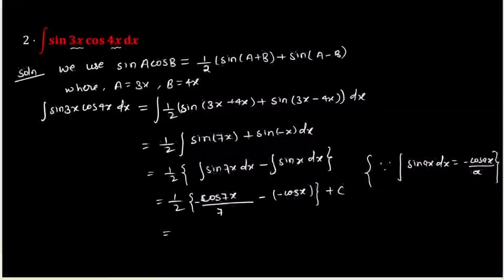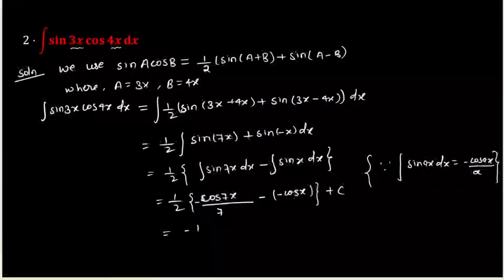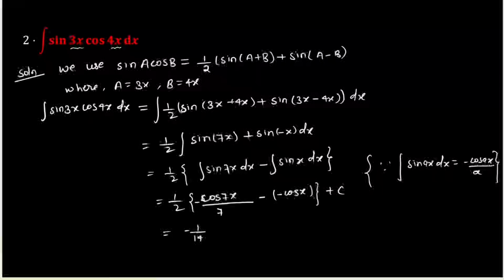Simplifying, we can write minus 1 by 14 cos 7x plus 1 by 2 cos x plus c. This is your answer.